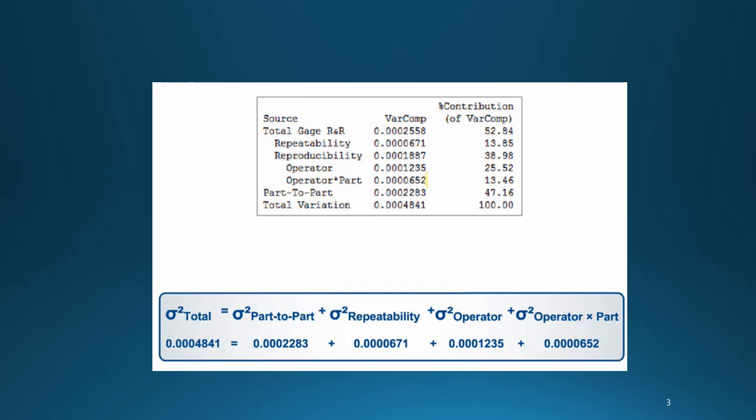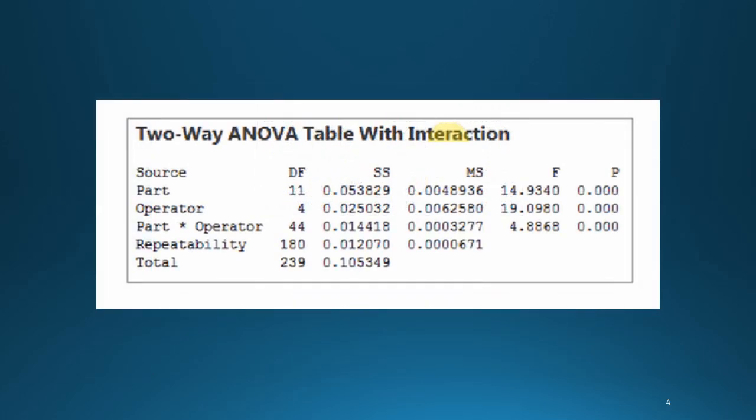It appeared that operator differences were the root cause, but how significant are these results? So can we be confident that our measurement system is imprecise? Gage R&R utilizes two-way ANOVA to determine which sources of variation are significantly related to differences in the measurements.